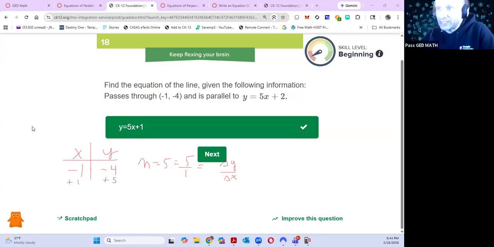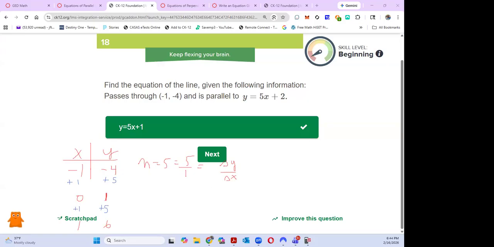So my next point is I'm going to combine those two. -4 plus 5 is +1. -1 plus 1 is 0. If I want to get a third point on that line, I add 5 to y, add 1 to my x. So my next point will be 1 comma 6. So the 3 points that I just made using my slope are (-1, -4), (0, 1), and (1, 6).